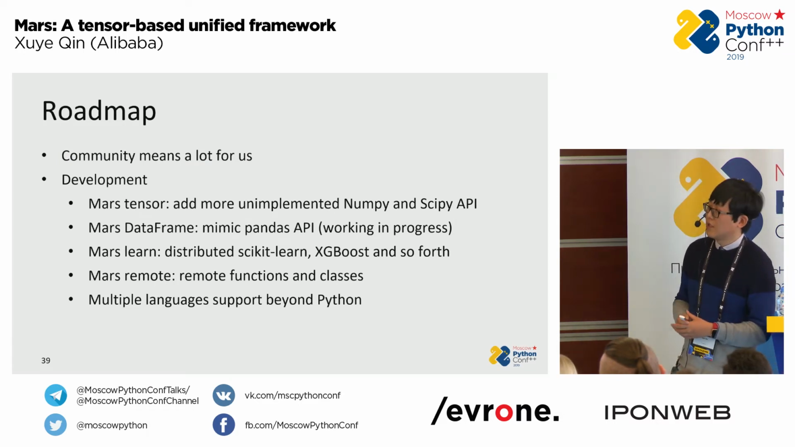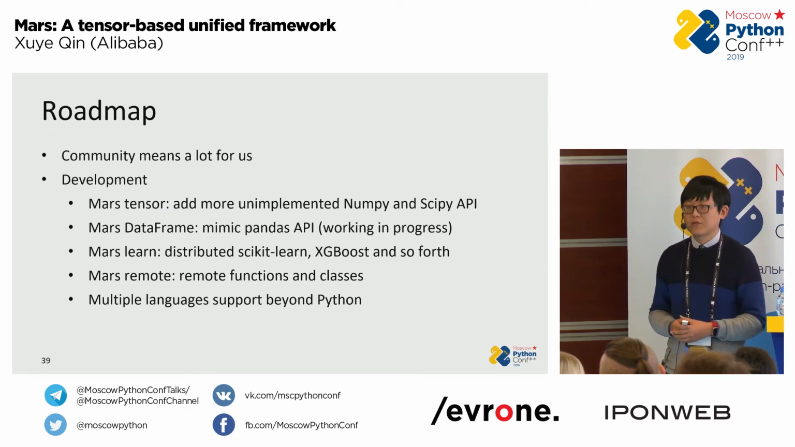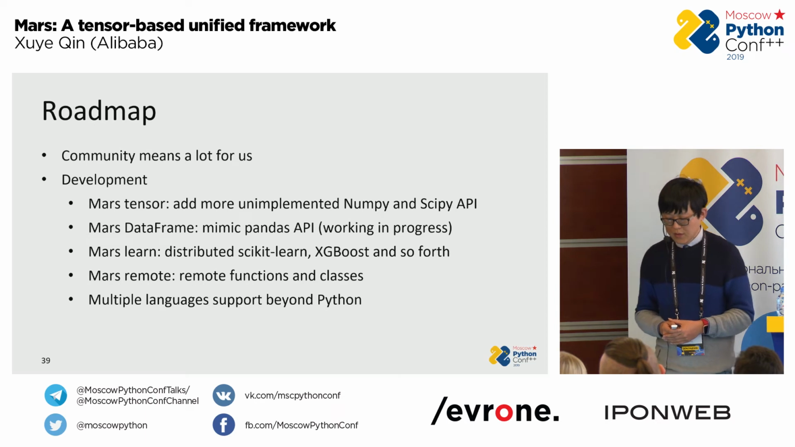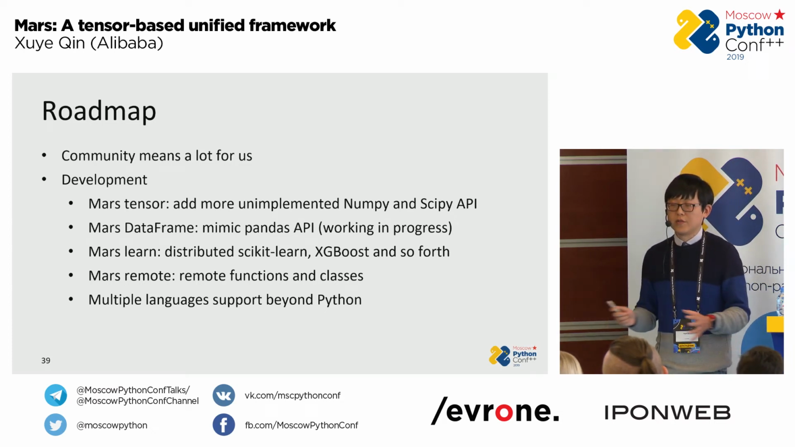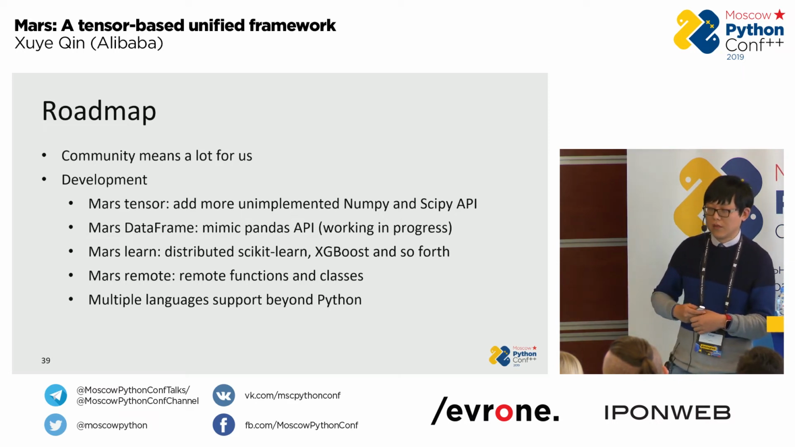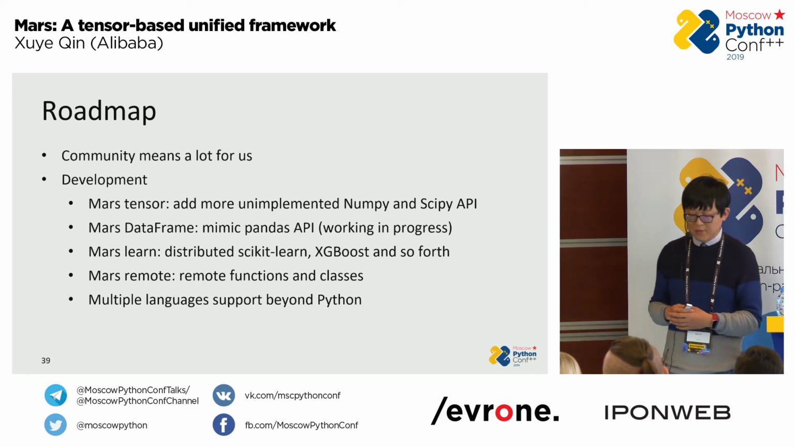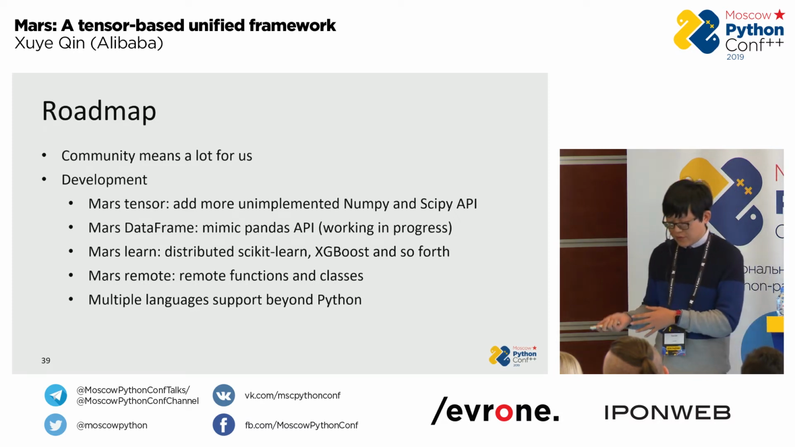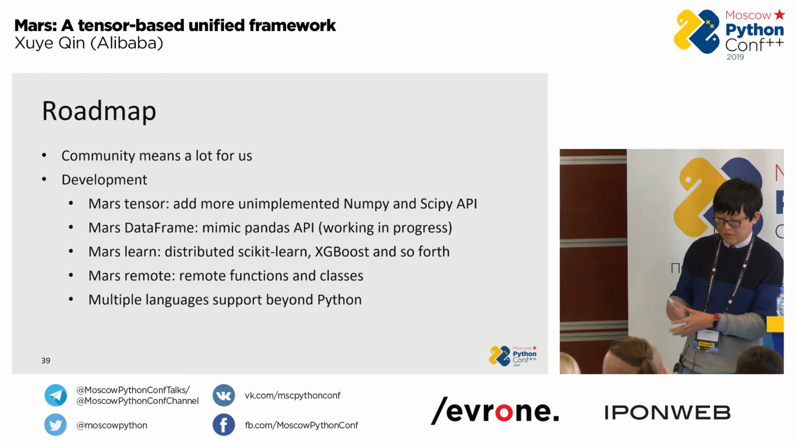At last, I will briefly introduce the roadmap. The first thing is that the community means a lot to us. So for this year, one of the important jobs for us is to build the entire community. We want to get more people involved to join our community and the development. For the development, we want to add more implemented APIs of NumPy and SciPy to the Mars tensor.